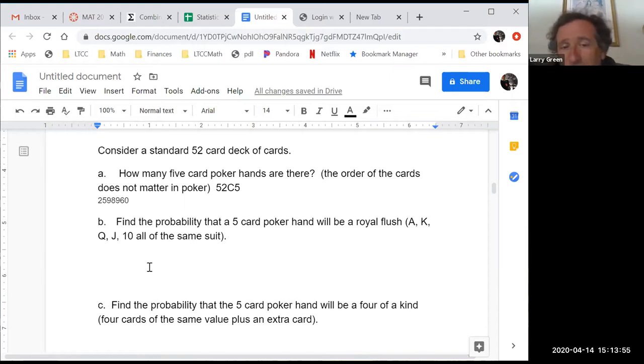The numerator is the number of ways that this could happen. How many different royal flushes are there? Yeah, there's 4, because you can have ace, king, queen, jack, 10 of hearts, of spades, of diamonds, or clubs. So the answer is 4 over 2,598,960. Okay, by the way, is this pretty likely or is this pretty rare?